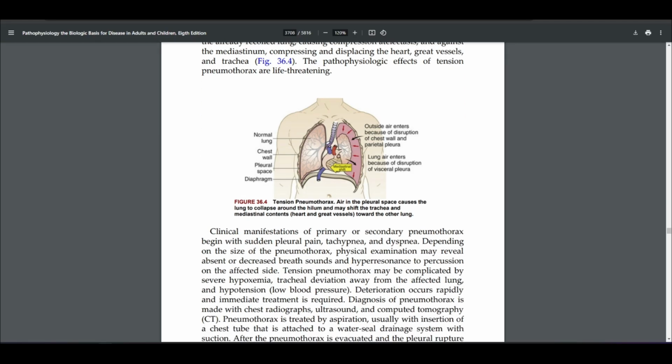So here we're taking a look at a tension pneumothorax. Air in the pleural space causes the lung to collapse around the hilum and may shift the trachea and mediastinal content, the heart and great vessels, towards the other lung. So it's pushing onto that lung.